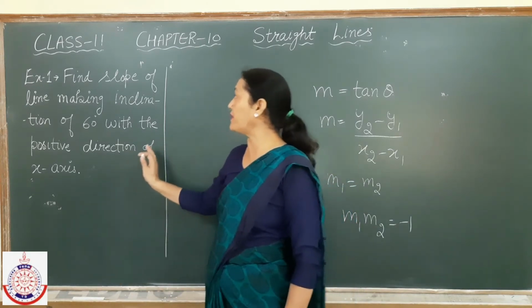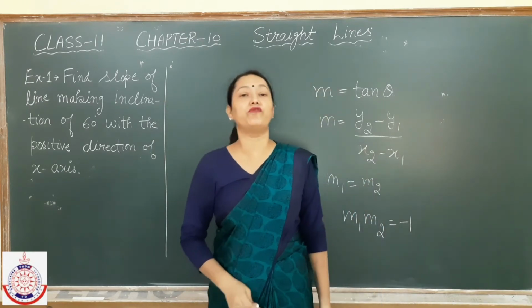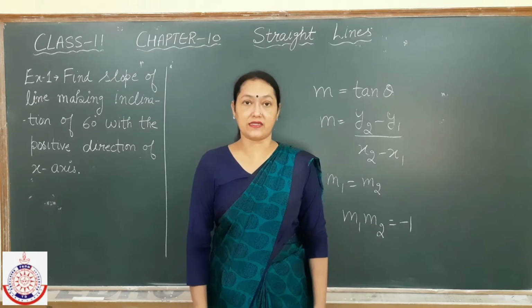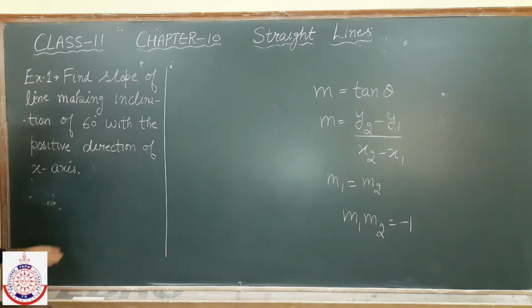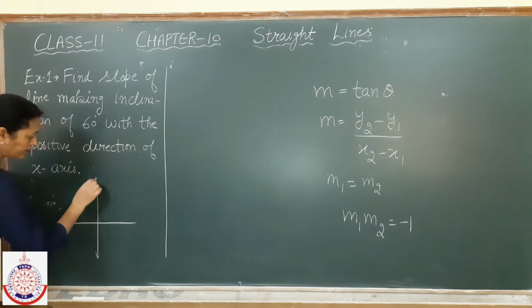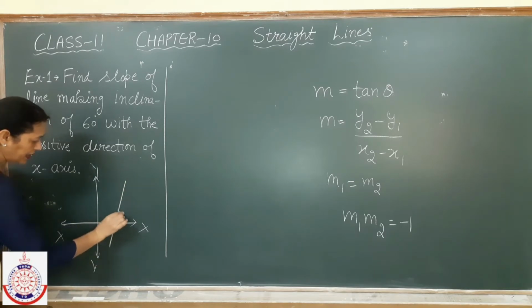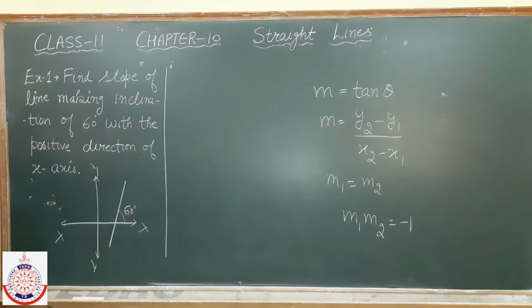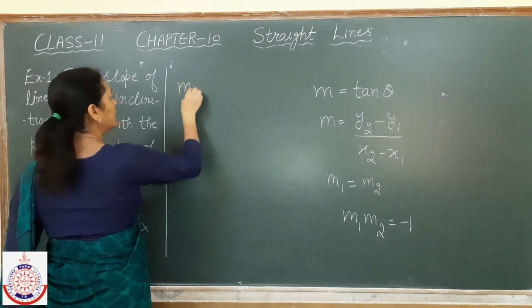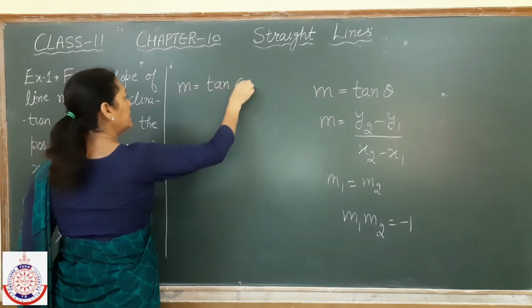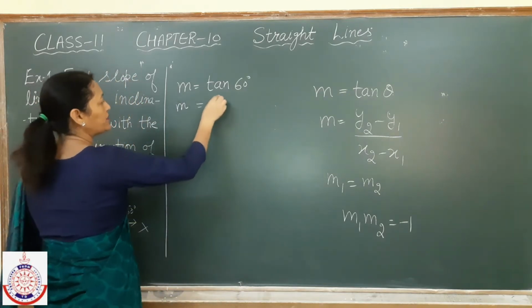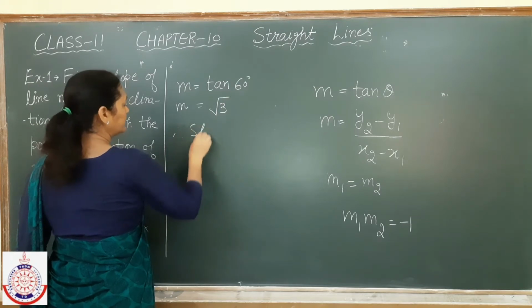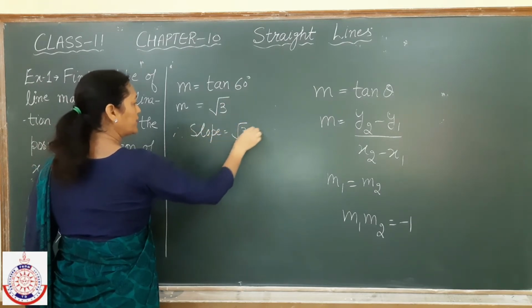First case, I have taken an example where they say find slope of a line making an angle of inclination 60 degree with positive x-axis. That means in this case, we will be using this formula m equals to tan theta. What is given? We are saying that a line is making an angle of 60 degree with positive x-axis. So slope equals to tan 60 degree, and we know the value of tan 60 degree is under root 3. That means slope of this line is under root 3. Therefore, slope equals to under root 3.